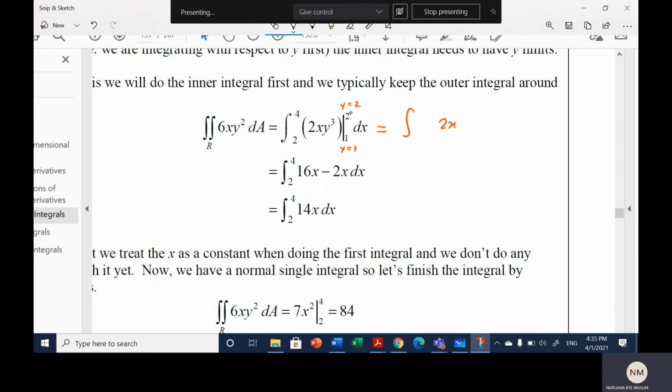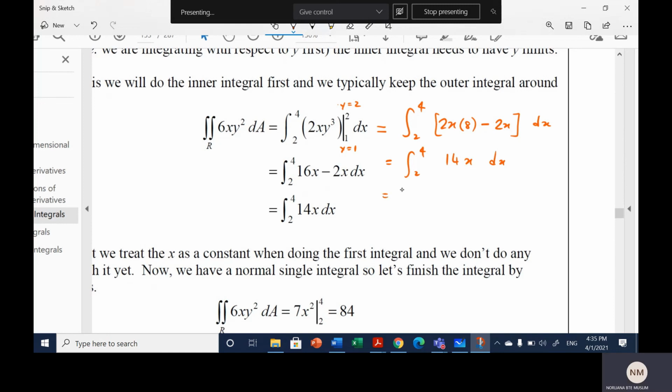First, the upper limit: 2 to the power 3, which is 8. Then we have to deduct the one containing the lower limit, y equal to 1. 1 to the power 3 is 1. Then we have minus 2x, then we have the x. Simplify the one in the bracket first. So we have 14x.